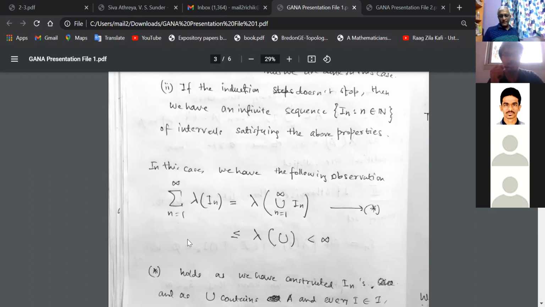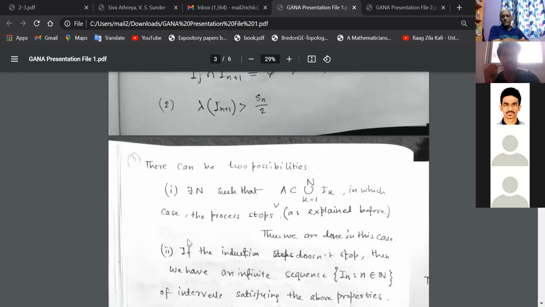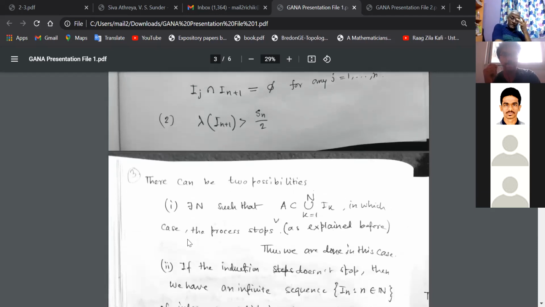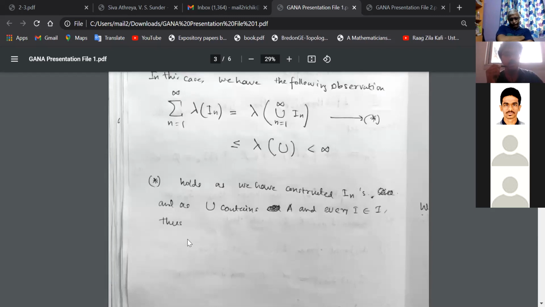So now in this case, we have the following observation. As all the In's are disjoint, because we have constructed the collection to be disjoint by our previous assumptions and constructions, the measure will be additive. That's why the summation will be equal to the measure of the union, and this will be less than infinity. This will be less than or equal to lambda of capital U, the set we have already considered above. So this will be a finite measure.